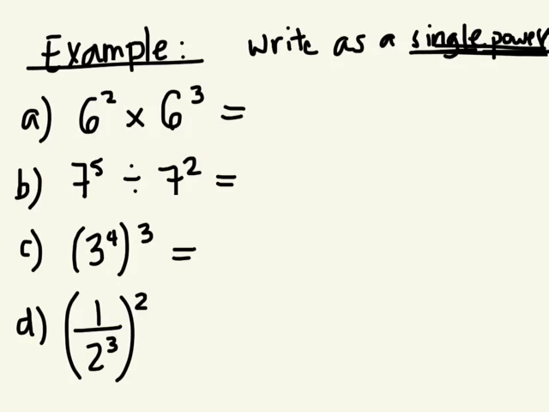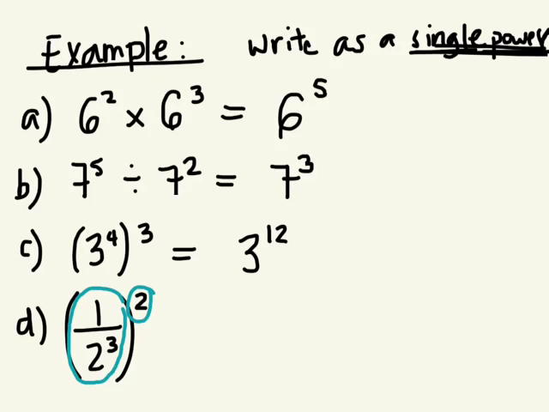Just write these as a single power. So 6 to the power of 2 times 6 to the power of 3 would be 6 to the power of, good, b. 7 to the power of, subtract the exponents, c. Good. Now, when we get to d, it's everything inside this bracket to the power of 2. So it's actually 1 to the power of 2, and it's 2 to the power of 3 to the power of 2. What does 2 to the power of 3 to the power of 2 become? 2 to the power of 6, right? Because we're multiplying the exponents. So you can write it as 1 to the power of 2 divided by 2 to the power of 6.